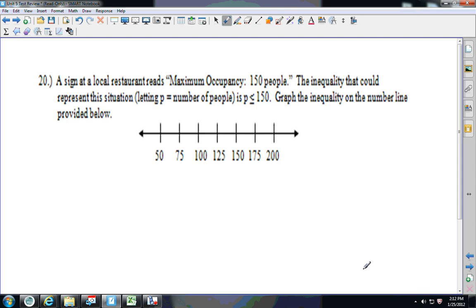Number 20. A sign at a local restaurant reads maximum occupancy 150 people. The inequality would be this one right here: P is less than or equal to 150. Graph the inequality on the number line below. Well, why am I not going to put a closed dot on 150 and draw a line this way? Because I'm talking about people. Can you have a half of a person at the restaurant? No. When you're talking about people, it's going to have to be discrete data, meaning that you have a specific number of people, so you would put a dot.